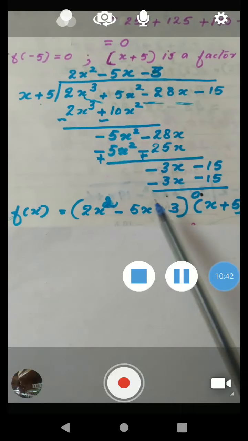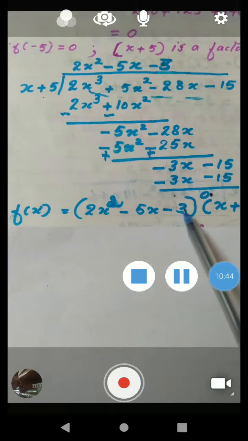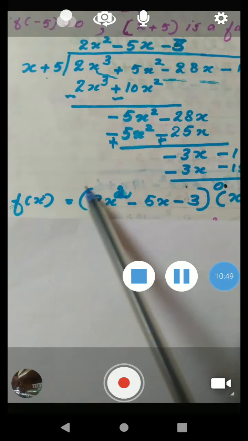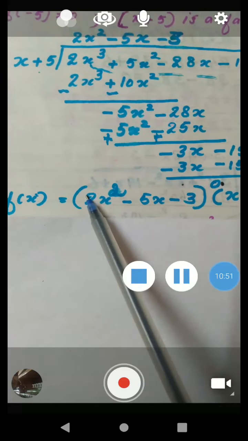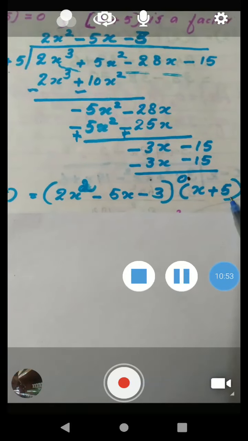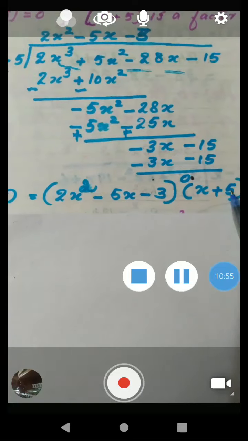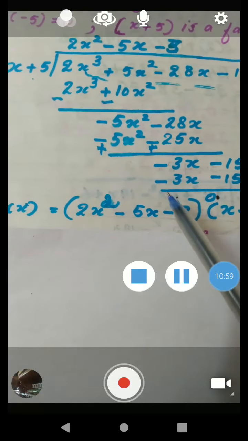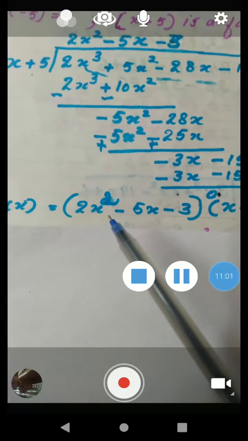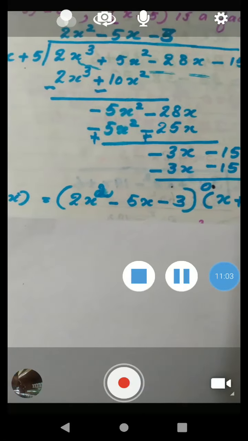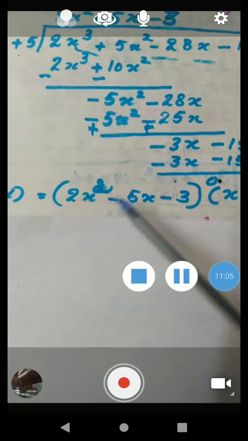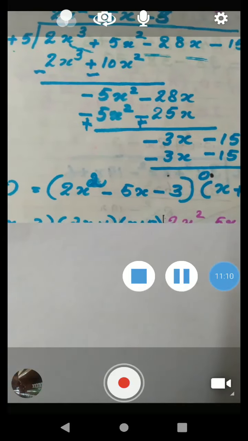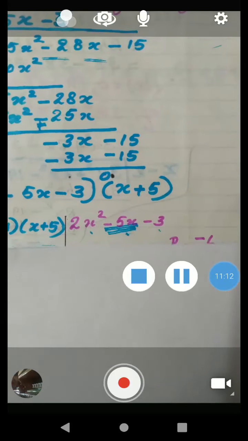Now this is a trinomial. It can be factorized again. Here x plus 5 and this, two factors now we can see. And factorization of a trinomial, you have learned it earlier. So split the middle term. Using split the middle term, you can take it separately like this.